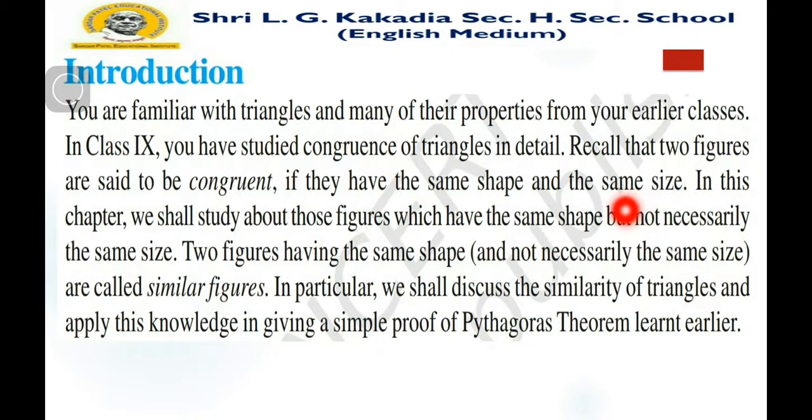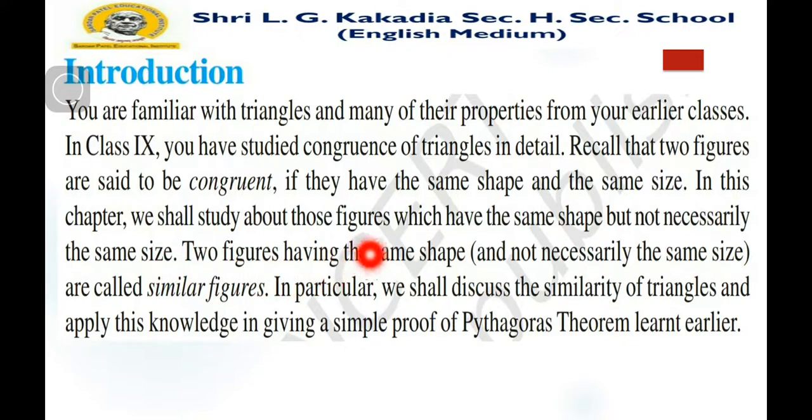If two triangles are given, and the three sides of one are equal to the three sides of the other, then we can say that the given two triangles are congruent. In this chapter, we shall study those figures which have the same shape but not necessarily the same size. That means one figure cannot coincide with the other.